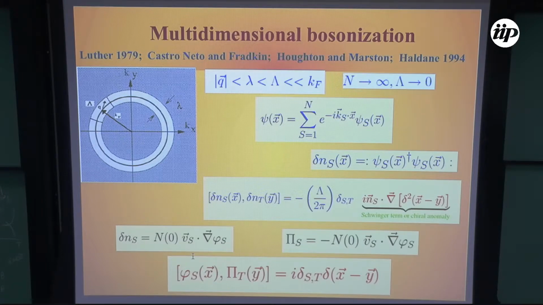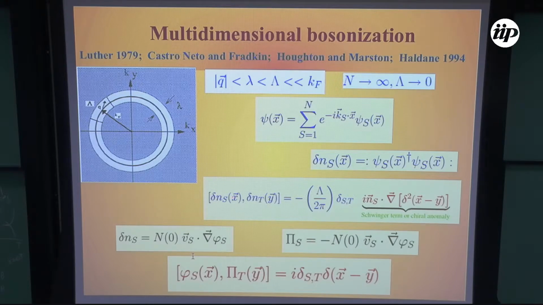And what are the bosons? What does bosonization mean? We just express fermions in terms of bosons, but these bosons are essentially particle-hole excitations in each patch, very, very near the Fermi surface. So this delta n here represents a particle-hole excitation in each patch of the Fermi surface.